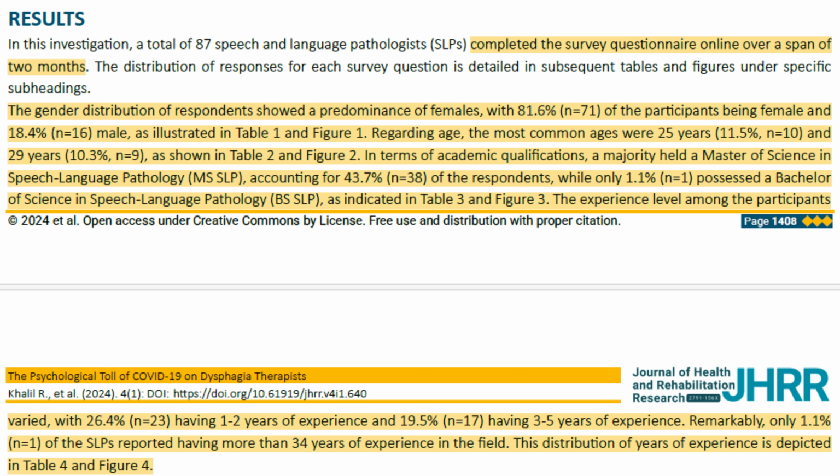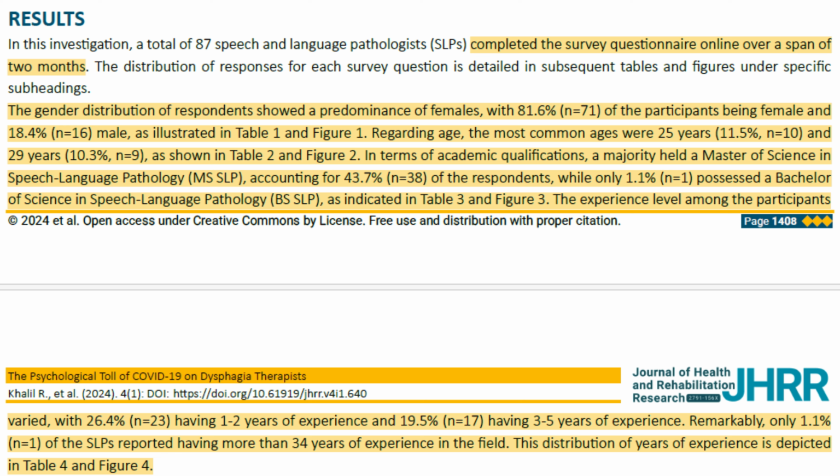43% of speech therapists held a master's degree in speech-language pathology, and 1% had an undergraduate degree. The authors again refer to tables and figures not included in the article, so it's unclear what qualifications the other 56% of the participants had. They report experience level in terms of frequencies split across categories. 26% of participants had 1 to 2 years experience, 19% had 3 to 5 years, and 1% had more than 34 years.